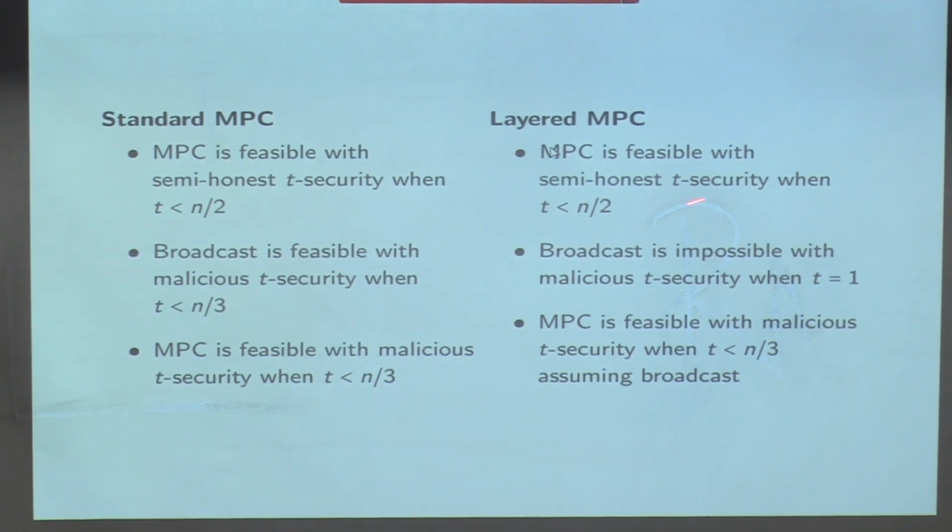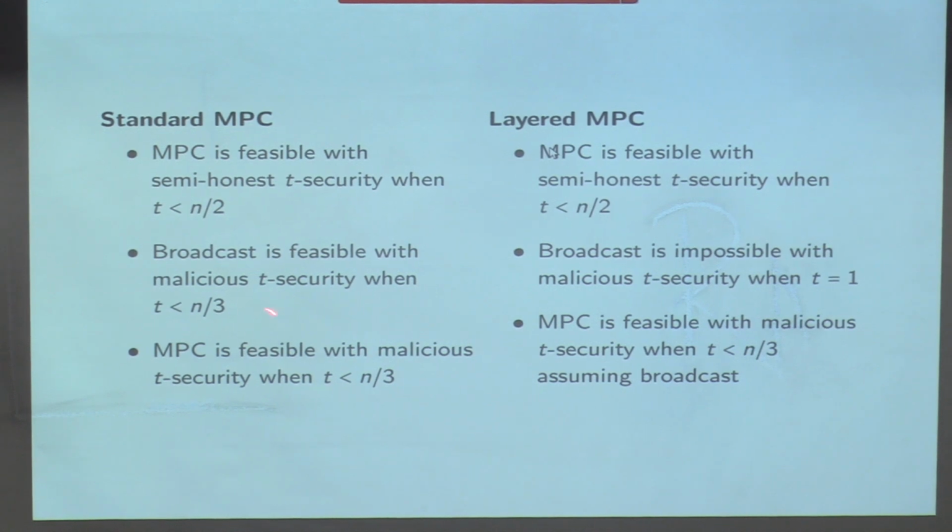This is impossible, and showing this is a little tedious, but it follows the same line of argument that is used to show that you need a T+1 round protocol to get security against T corruptions in the model where there are signed messages. So broadcast cannot be done if you don't have broadcast. If you have broadcast, you can always do broadcast.